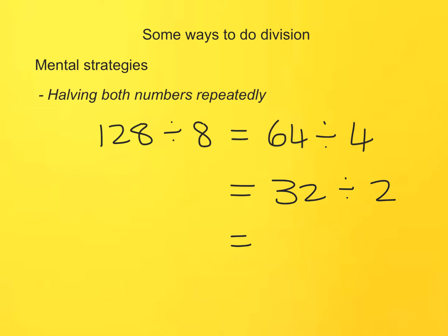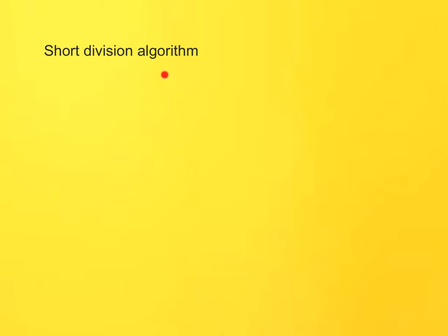So what is 32 divided by 2? And the answer there happens to be 16. So we've solved our problem of 128 divided by 8 by repetitively halving the numbers until we get our answer. So apart from the mental strategies, we can also use a short division algorithm, and pretty much what that means is we're setting it out as a sum. So if we had 37 divided by 3, we would set it out looking like this.